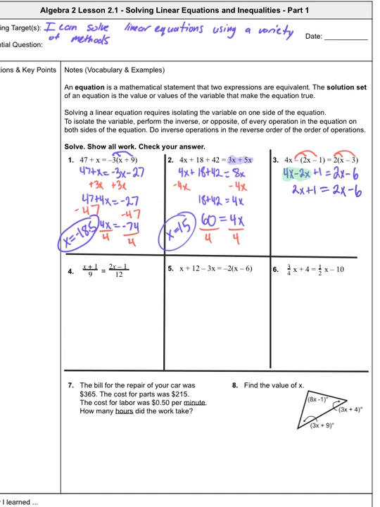If we wanted to keep solving, I could subtract 1 from both sides. So that leaves me with 2x equals 2x minus 7. And if I want to get the x's on the same side, subtract 2x. That leaves me 0 on the left side equals -7. That's not true, so that's why we say no solution.